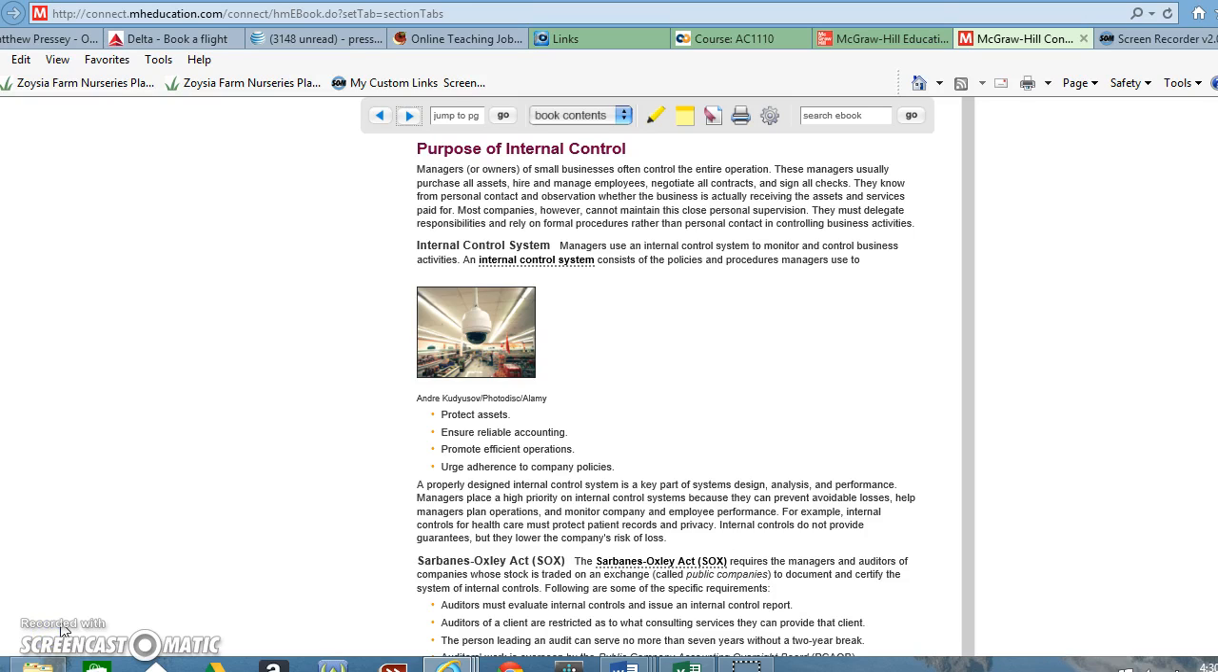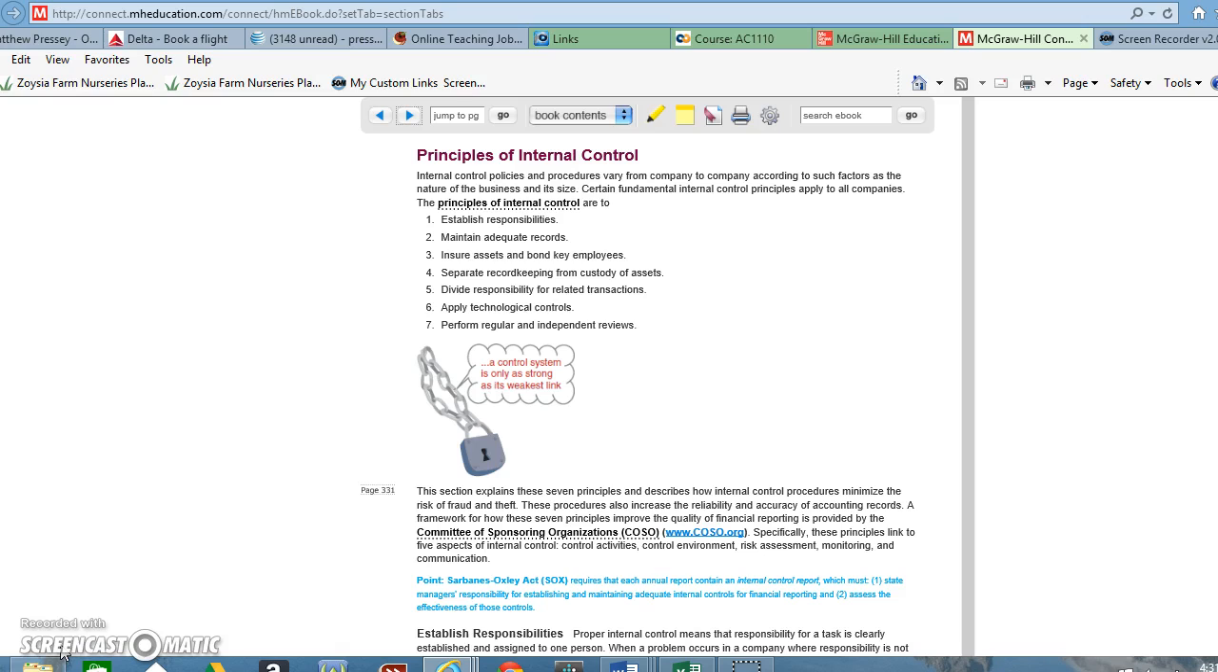Okay, I've jumped ahead to chapter 8. Chapter 8 is dealing with cash controls and internal controls. And it starts off with a nice discussion of internal controls, which leads into the obligatory mention of the Sarbanes-Oxley Act, which leads into the discussion of and a listing of principles of internal control, which are, I'll read these out to you.